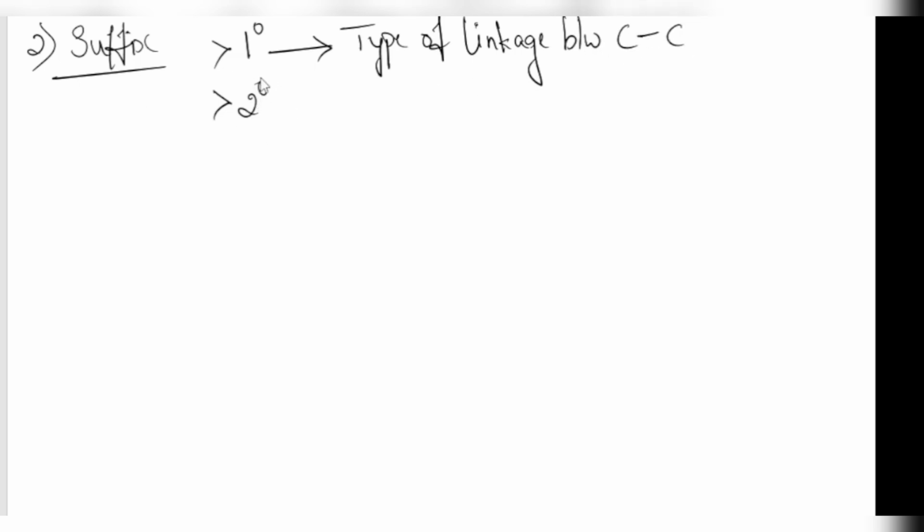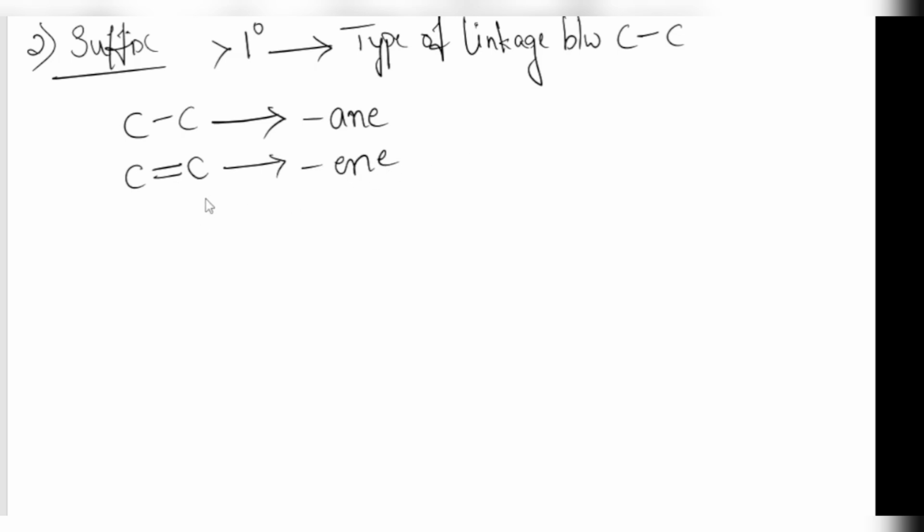Suppose first I discuss the primary suffix. Here, if only carbon-carbon single bonds are there, I have to end the name of the compound with the primary suffix ane. If carbon and carbon have a double bond in between, we have to end the name with ene. If a carbon-carbon triple bond is there, we have to use yne.